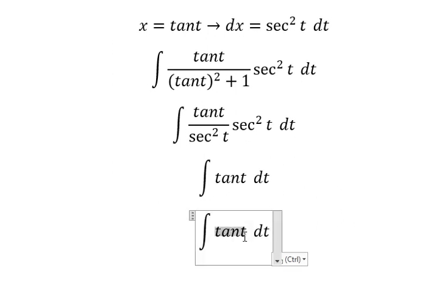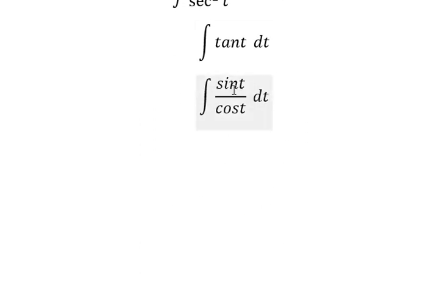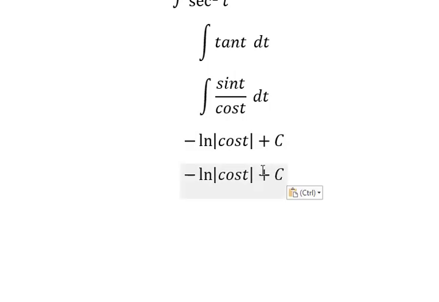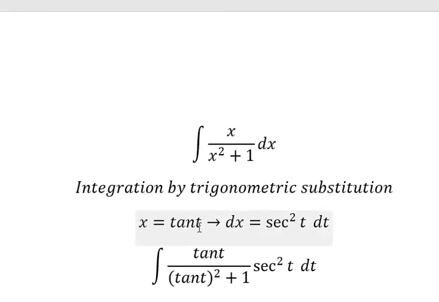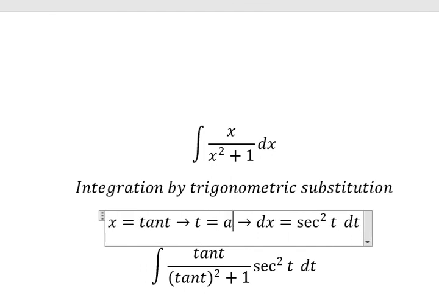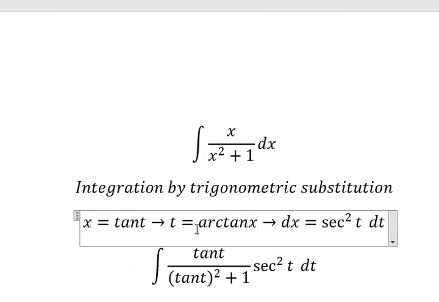So tan t is sin t over cosine t. The integration of this one, we have negative ln of the absolute value of cosine t, and then I will put c. About t, that is about this one, so we have t equal to arctan of s. So I will put this one to change for t.